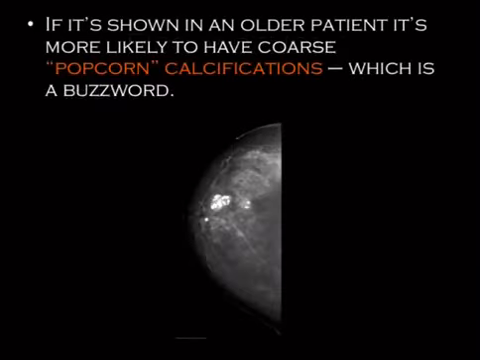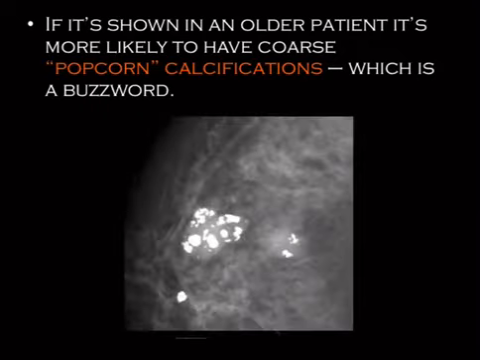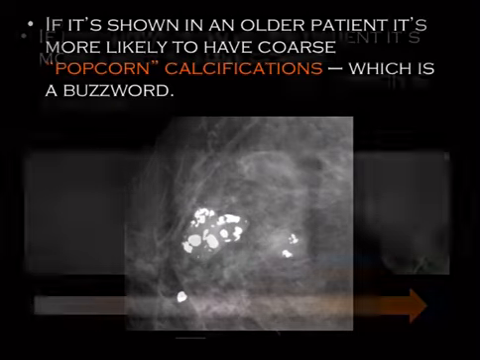Here's another one. If it's in an older person, they will involute, and the way that occurs is that they will develop peripheral calcifications over time. The buzzword for these calcifications is popcorn. They are sort of bulky. This is a type of benign calcification. If you use the words popcorn calcification, you are saying that this person has a fibroadenoma.